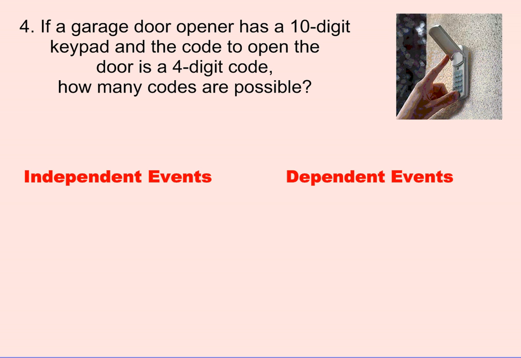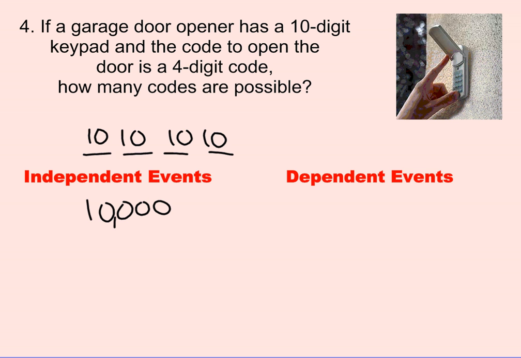So a garage door opener has a 10-digit keypad, and the code to open the door is a 4-digit code. How many codes are possible? So can I enter the same number 4 times? Yes. How do I know? Because I know people that have actually done this. But you still have 10 choices for each one. So how many different possible combinations are there? 10,000.